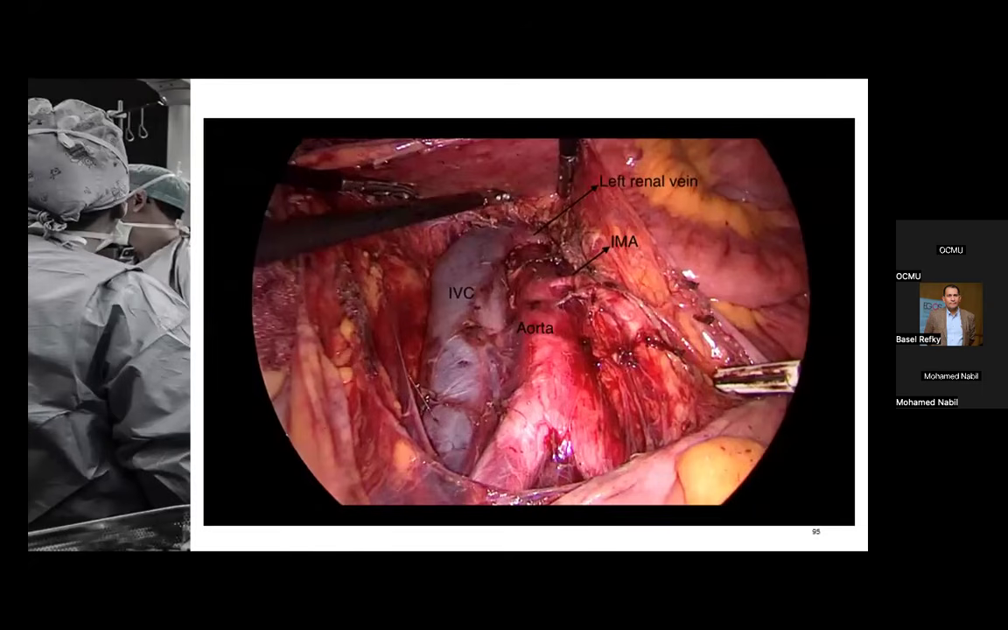This is one of my patients I operated on by laparoscopy, where we did a laparoscopic para-aortic lymphadenectomy in a high-risk disease up to the renal vein.